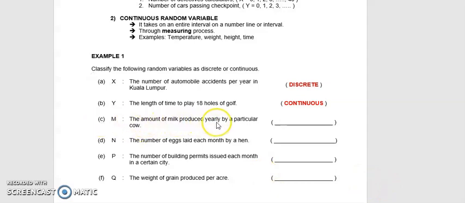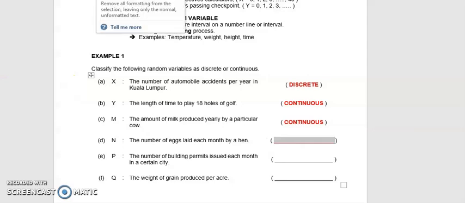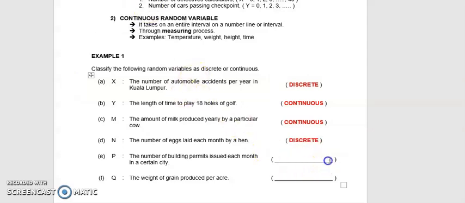Okay, C, the amount of milk produced yearly by a particular cow. The amount of milk, for example, in liters or in gallons. So this one will be continuous as well. D, the number of eggs laid each month by a hen. The number of eggs for sure we count, right? So here it will be discrete. E, the number of building permits issued each month in a certain city. Number of building permits, so here also it will be discrete. So we count. Last example here: the weight of grain produced per acre. Weight, so weight we measure. So here it will be continuous.